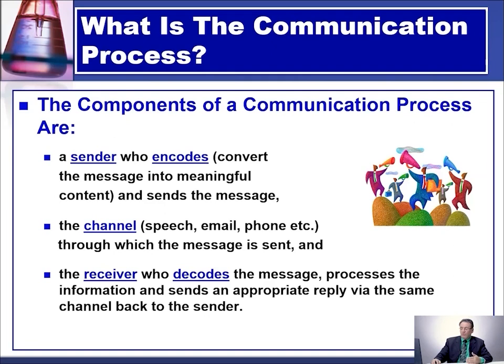And then the receiver who decodes the message, processes the information and sends an appropriate reply via the same channel back to the sender. So if I want to meet with somebody, I send them an email saying I would like to meet with you on this date, at this time, in this place. Then they will receive that message and reply to me. Either they will say okay, or they will say I am busy, can we do it at this time or that day. So the components of a communication process are a sender who encodes a message, a channel to deliver the message, and the receiver who decodes the message and acts on it.